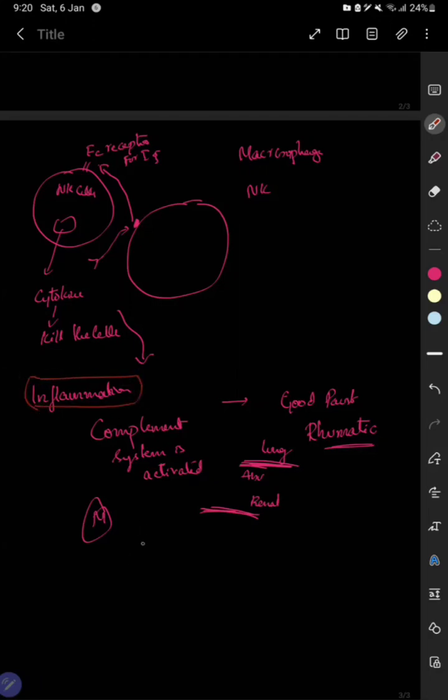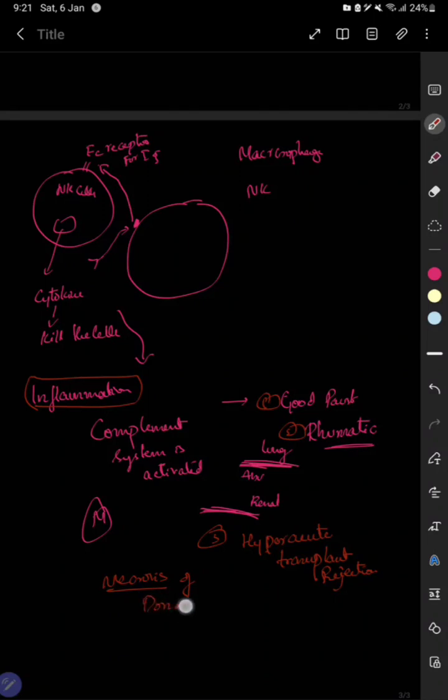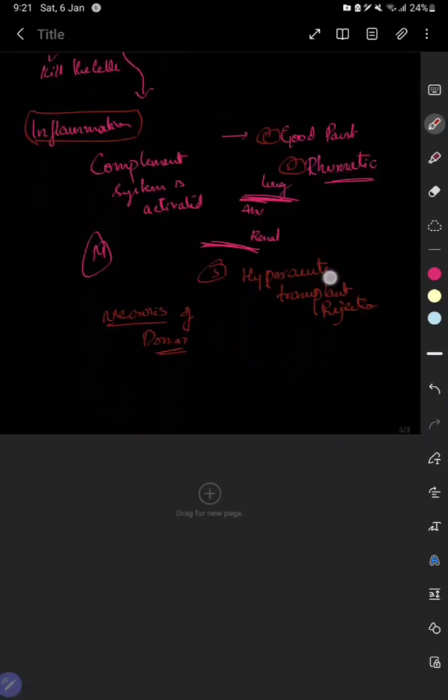Inflammation, one is good posture, there is rheumatic. The third example is hyperacute transplant rejection. That means within seconds, as soon as during the procedure of the transplant, there will be a rejection, necrosis will happen. Okay, there will be necrosis of the donor kidney or any transplant rejection, for example kidney, I said. So that is the inflammation part.